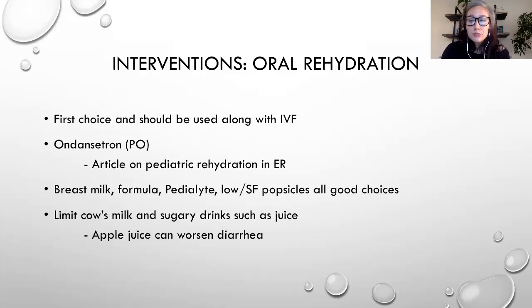I did include in the reading for this week an article on pediatric rehydration in the ER that is very helpful, and it talks about the role of ondansetron in helping to rehydrate. So take a look at that. It's a pretty easy to read article, and it has some good information in it.